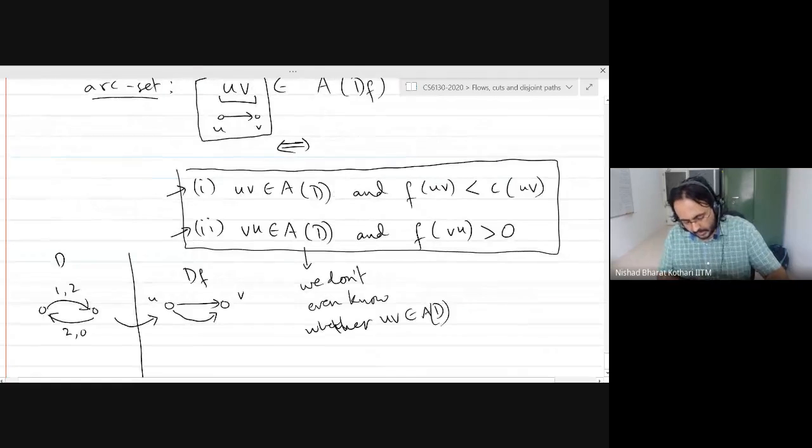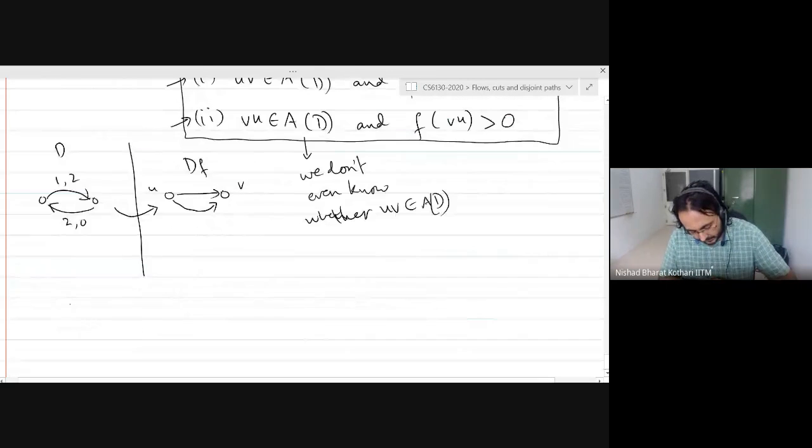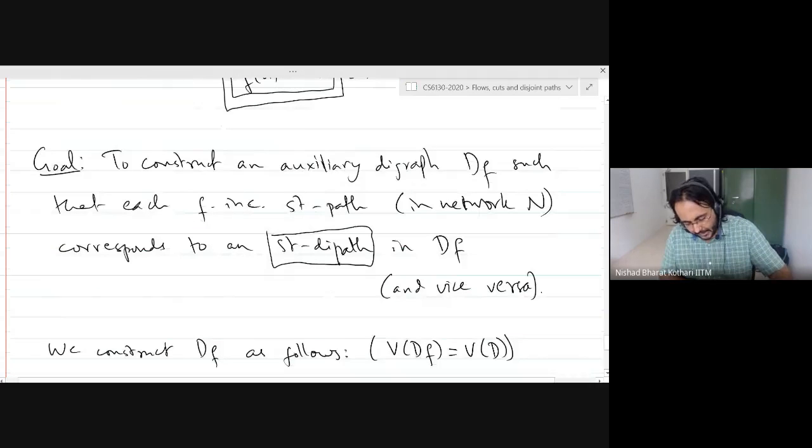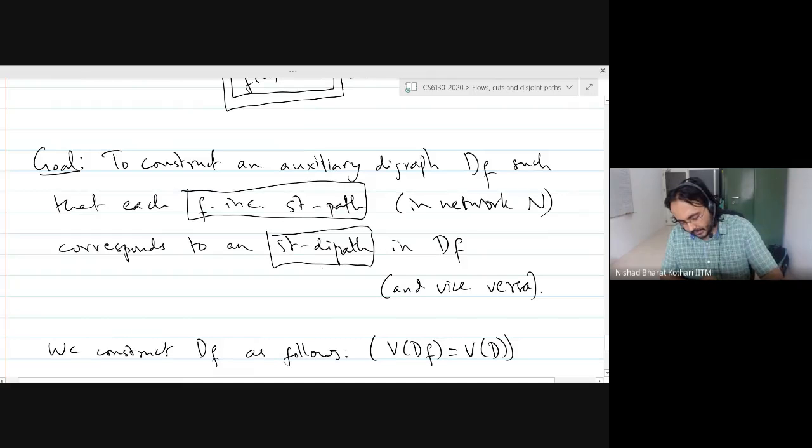Okay, so this is how you construct the digraph. And there is an observation which I want you to prove on your own or convince yourself, whatever you like, which is just that we have achieved our goal. Every F-incrementing ST path corresponds to an ST dipath in the auxiliary graph.